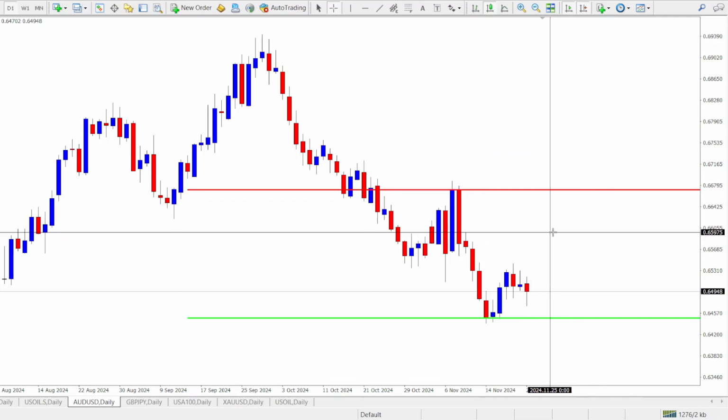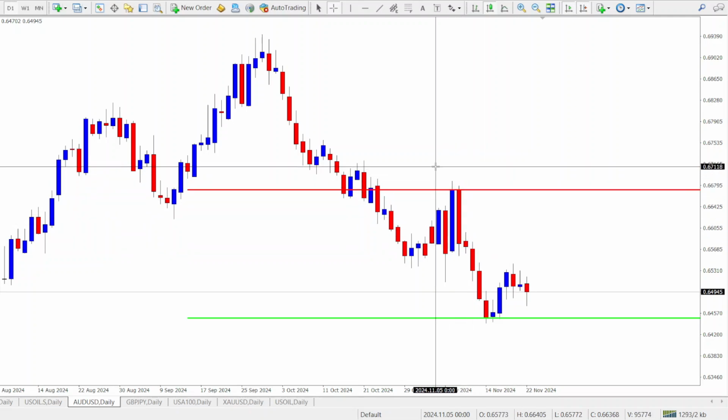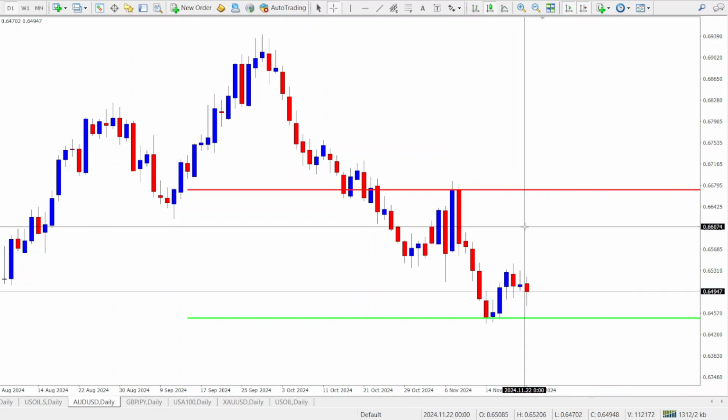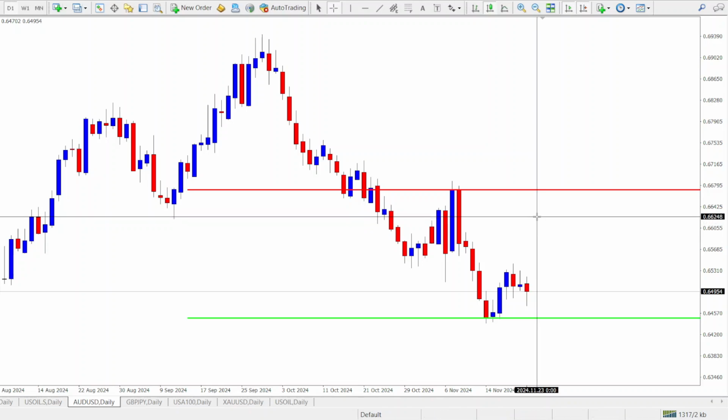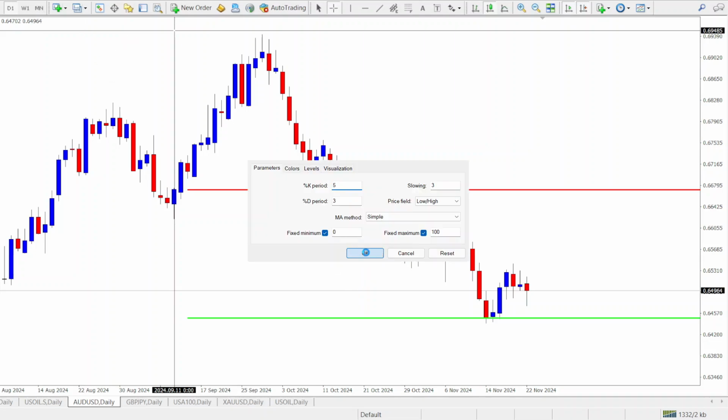Then in the case of a sell, when you get a confirmation, you sell and then set your stop loss above the resistance, and your take profit can be at the support. You can also use other indicators for confirmation. Basically you can decide to add indicators like the RSI or stochastic oscillators, just to get additional confirmation.